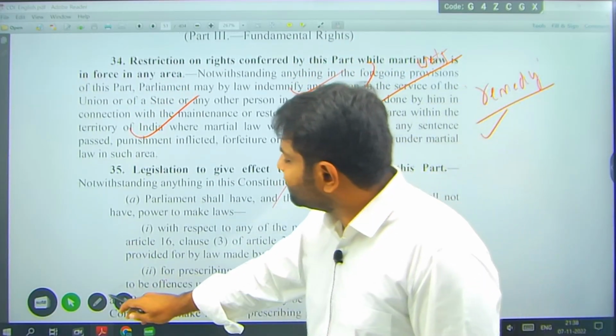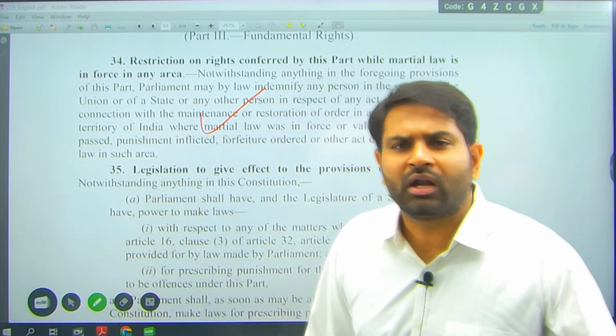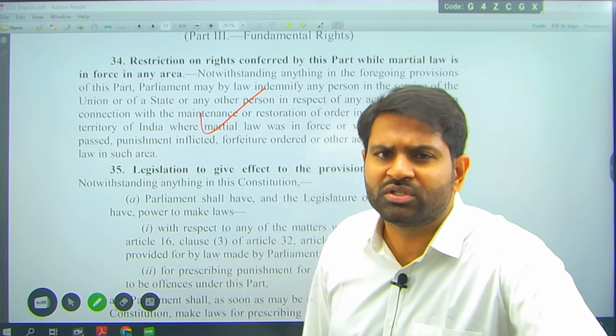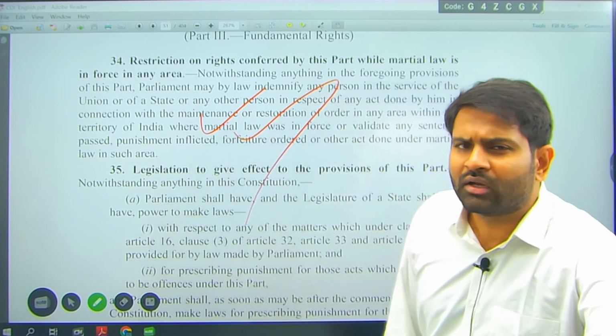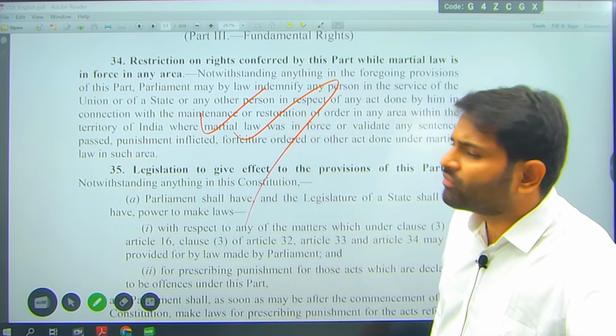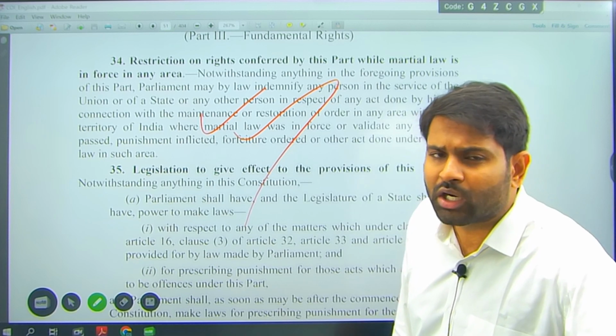Next one, wherever there is martial law in the country, wherever the military has taken over law and order maintenance in a particular area, there also I cannot guarantee fundamental rights. That is what the constitution says, although the Supreme Court is there to protect post facto, right? But remember, article 34 is saying that wherever there is martial law, there are no fundamental rights according to the constitution.